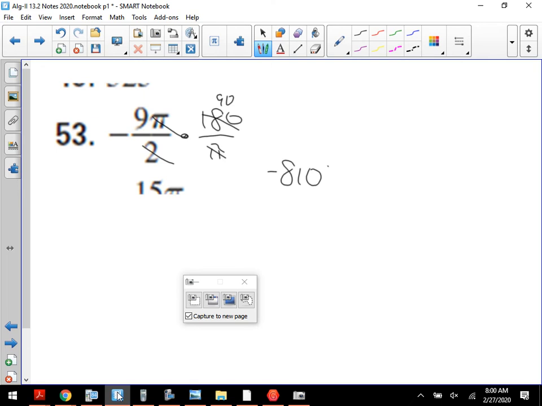You will not get calculators for this stuff, guys. You have to know how to simplify and work with fractions. Okay? Gotta know how to simplify and work with fractions.